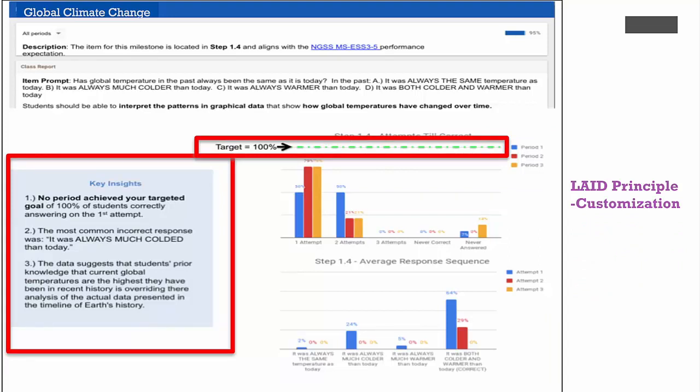And then again, with this mock-up, we really wanted to create an opportunity to draw upon and implement the customization principle. And so introducing this idea of this target percentage of students who would answer correctly on the first attempt. And then also looking to this key insights section, the goal is to summarize the information, but then leave open how teachers would respond, because as we saw in the study, teachers will respond based on their own teaching practice and the constraints and opportunities in their classrooms.